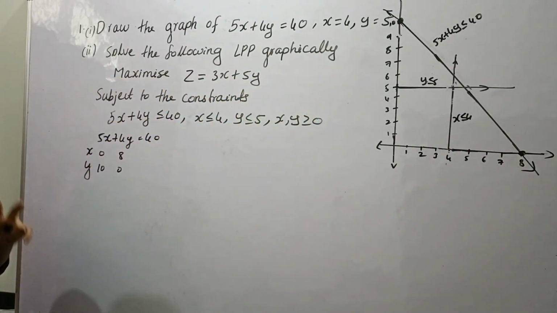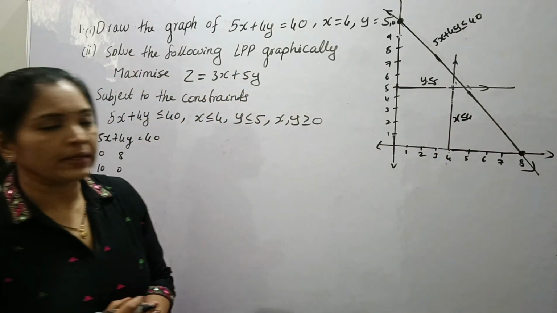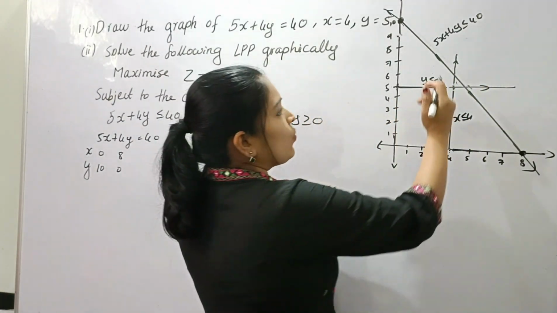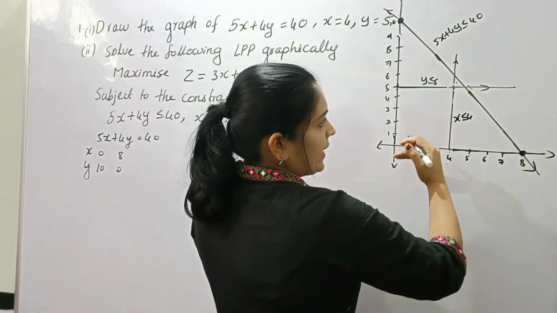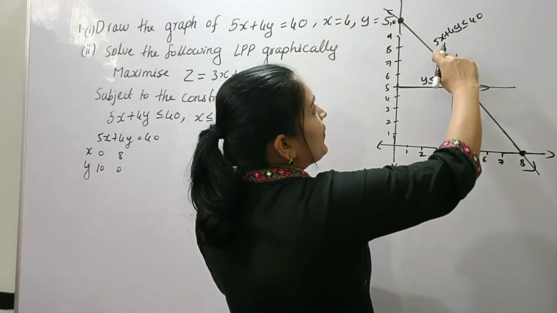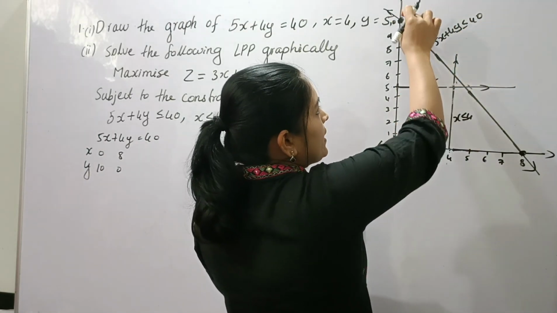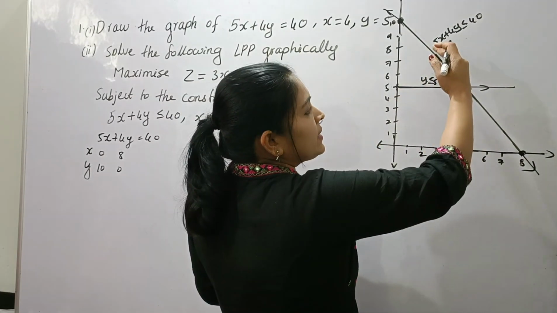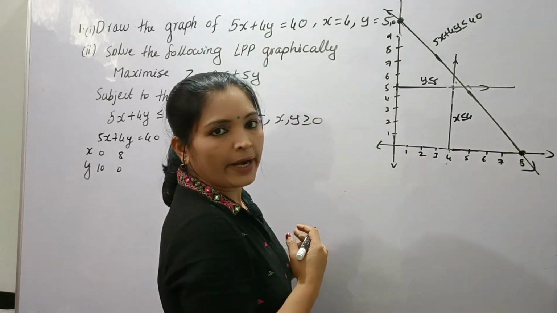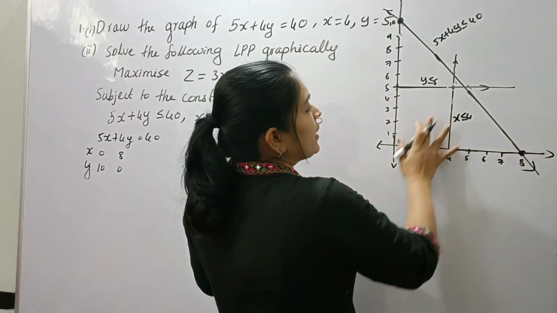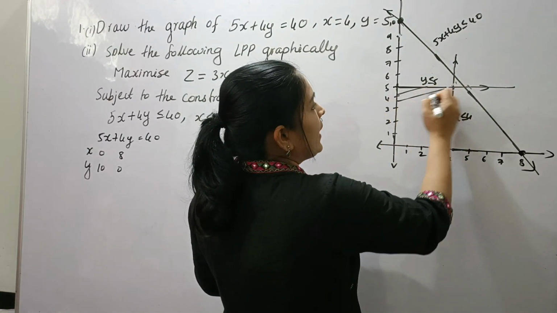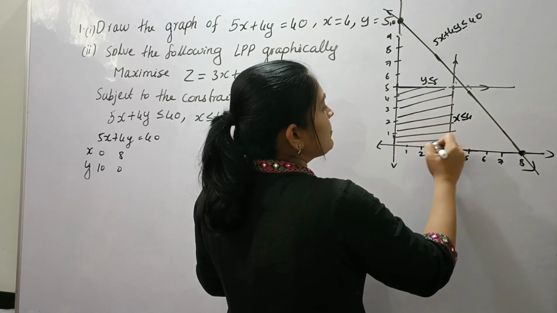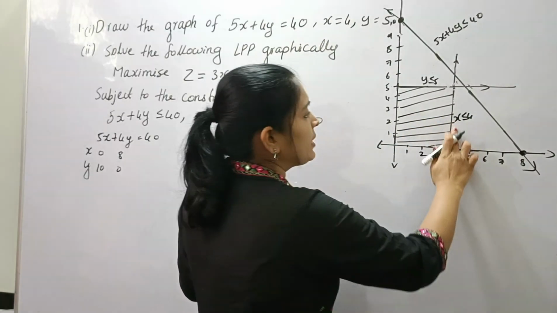Okay. Now we have to find the feasible region, right? So here x less than or equal to 4 means this side, y less than or equal to 5 this side, and 5x plus 4y less than or equal to 40. It is the line 5x plus 4y is equal to 40, so less than or equal to 40 is the region towards the origin. So here the common region is the feasible region.